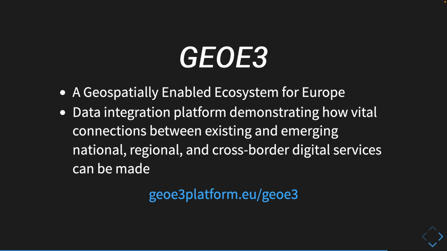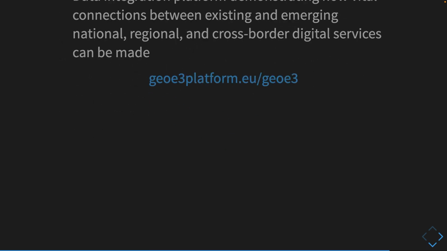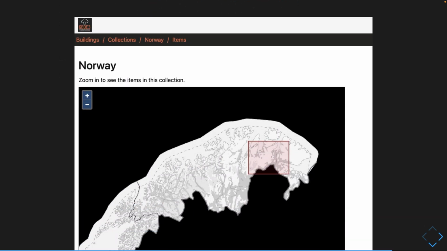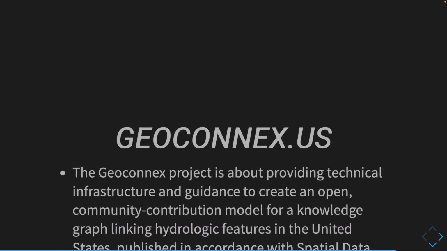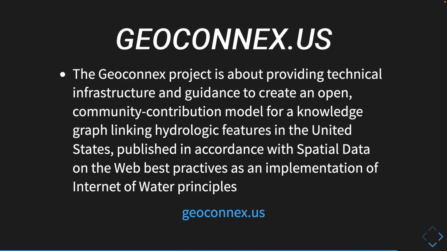The GeoE3, or the Geo platform, is providing a geospatially enabled ecosystem for Europe, and it's a data integration platform. So we can see pygeoapi being deployed as part of that project as well. Another example of a custom HTML look and feel. In the US, the GeoConnex project, I had a couple of examples of geoconnex.us previously, is really focused on knowledge graph linking of hydrologic features in the US, and it's really rooted in the spatial data on the web best practice by W3C, and you can see pygeoapi in action at geoconnex.us.